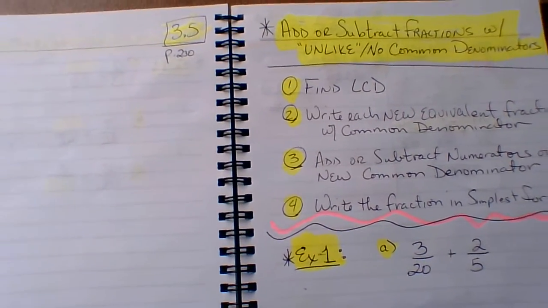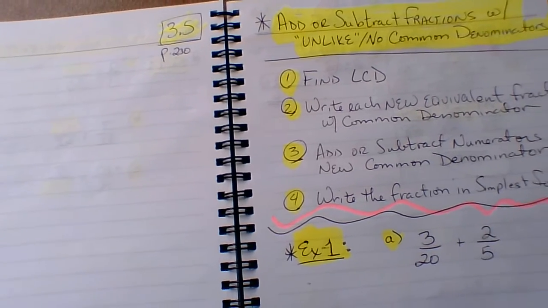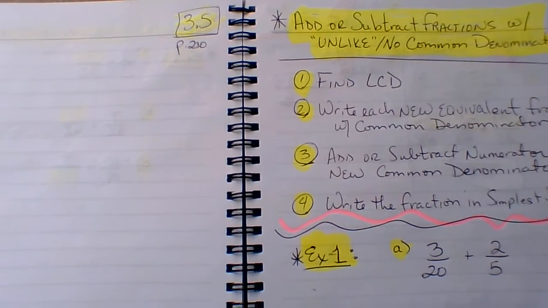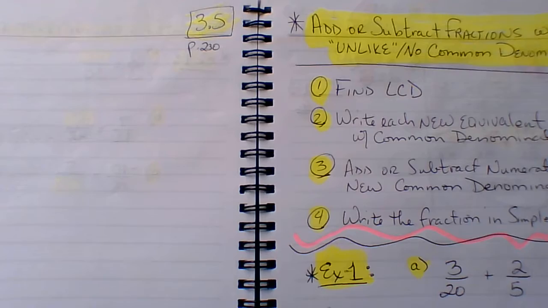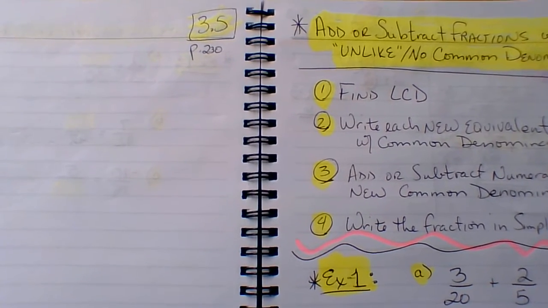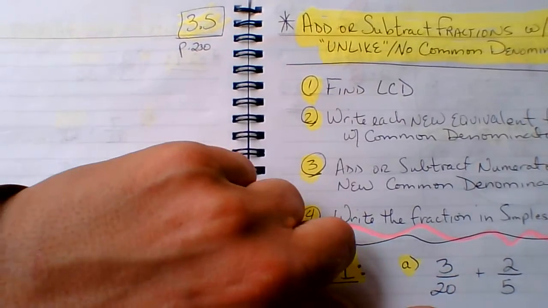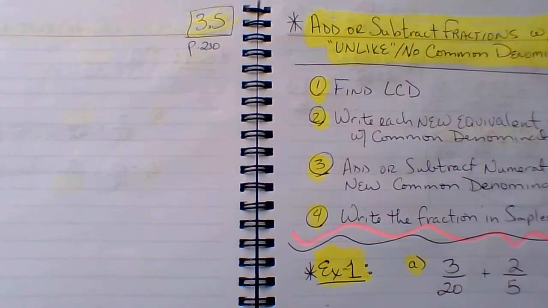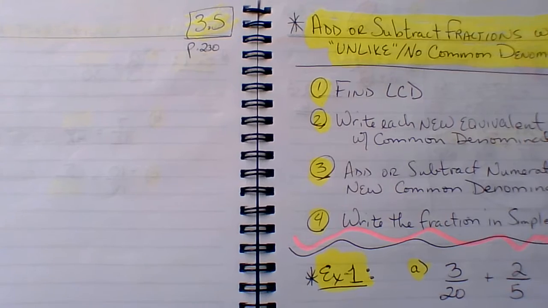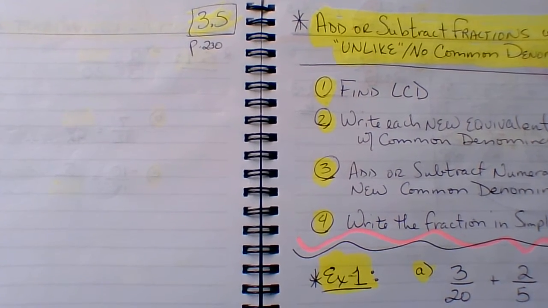All right, so adding and subtracting unlike. First, you need to find the lowest common denominator. As you can see in our first example, our denominators are 20 and 5. Those are unlike denominators. So we would need to find the lowest common denominator.